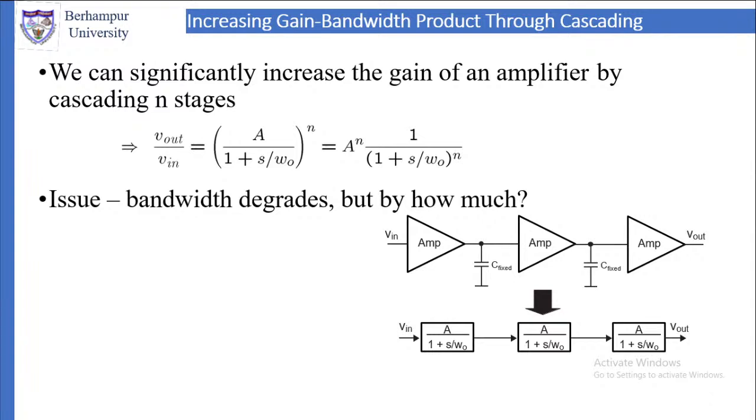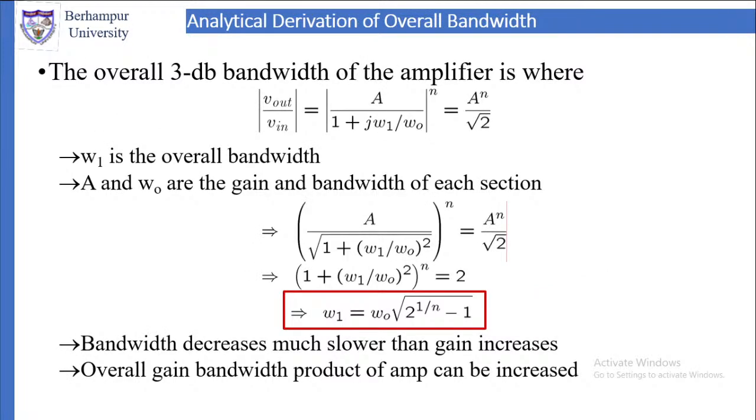If there are n amplifiers, then V out by V in is equal to A by 1 plus S by omega 0, all raised to the power n. That we can write as A to the power n into 1 by 1 plus S by omega 0 to the power n. Now the question is, how many amplifiers can we use? Can we increase it infinitely? That is the question that you have to answer. Look at the book and answer.